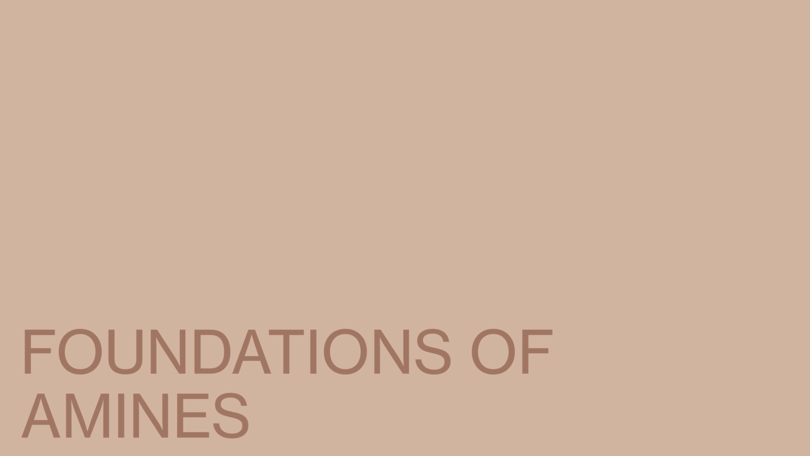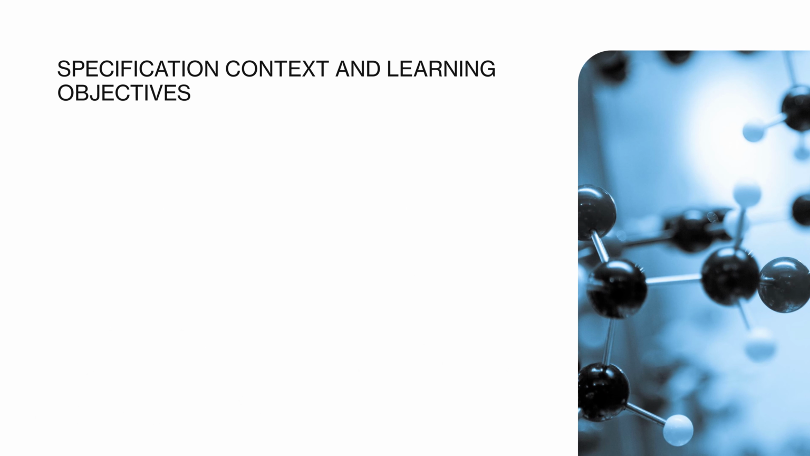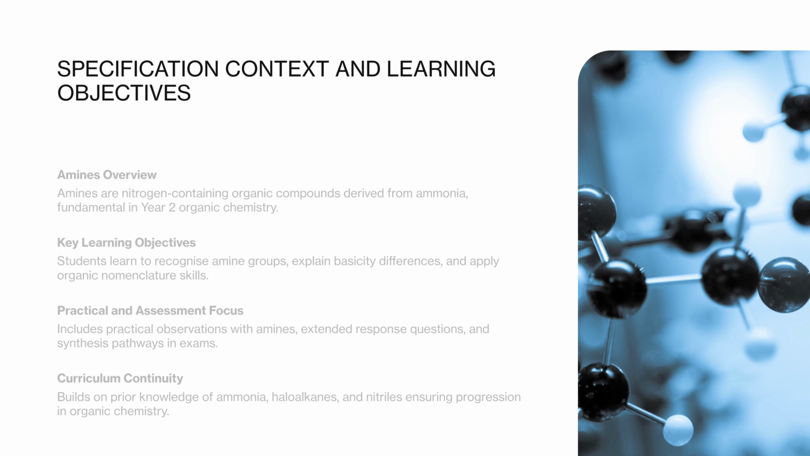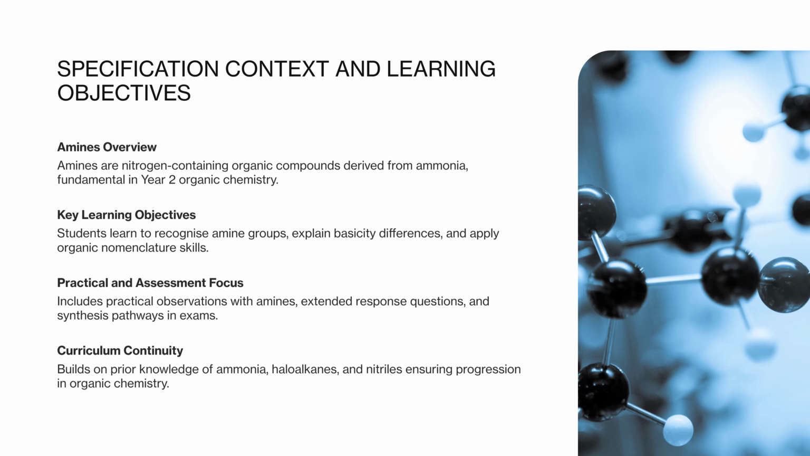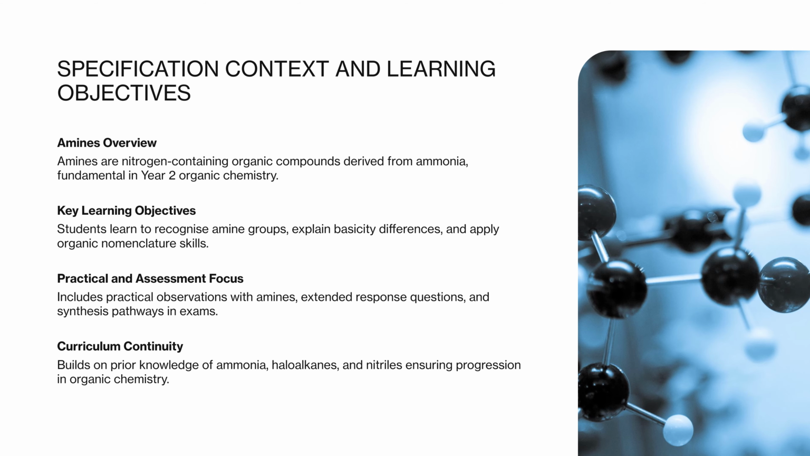Specification, context, and learning objectives. What are amines and how are they derived? Amines are nitrogen-containing organic compounds derived from ammonia and consist of a nitrogen atom bonded to one or more alkyl or aryl groups and possessing a lone pair of electrons. Another objective is being able to explain and compare the basicity of different amines using ideas about electron density, inductive effects, and the availability of the lone pair.